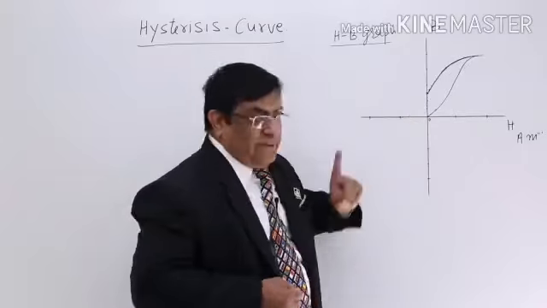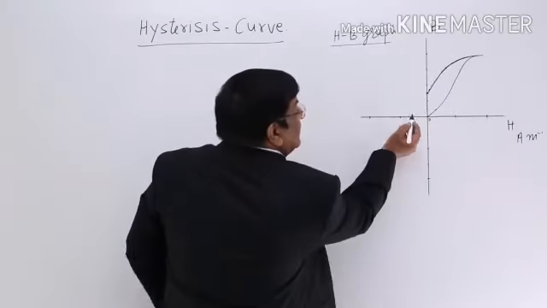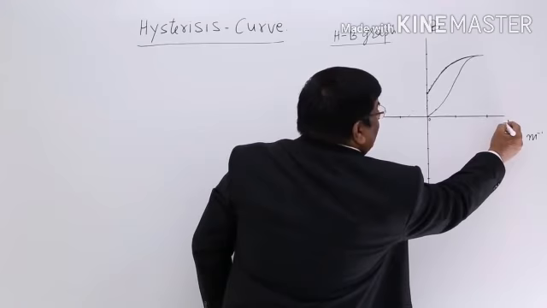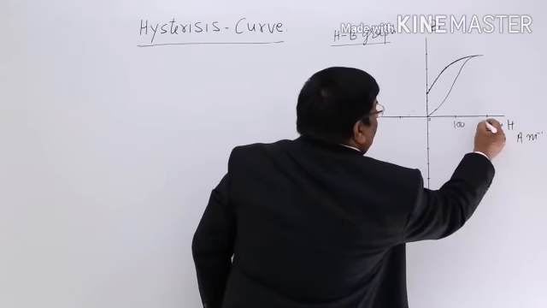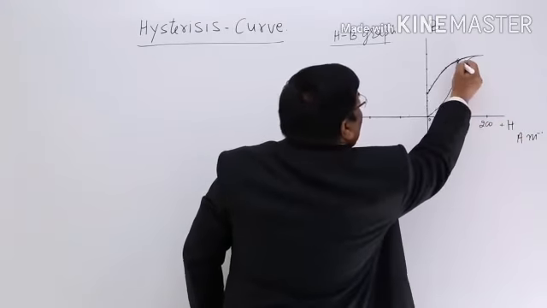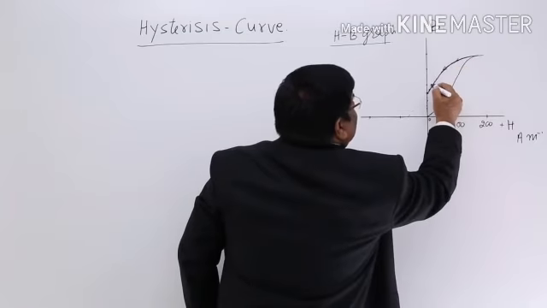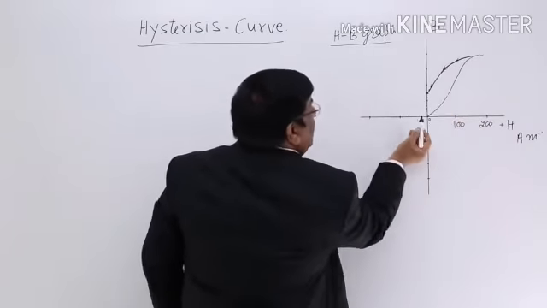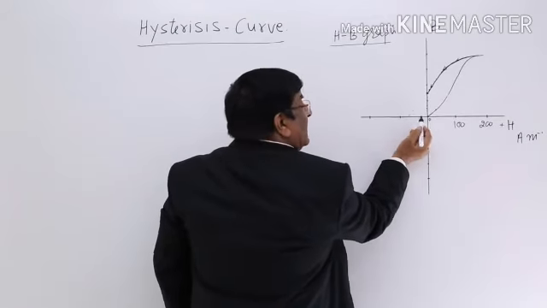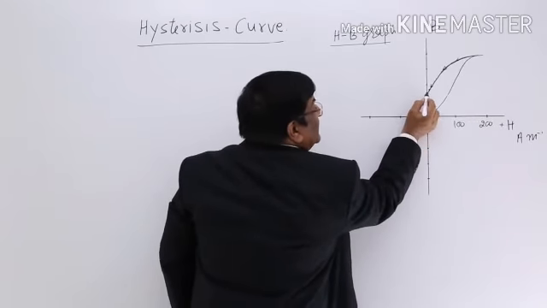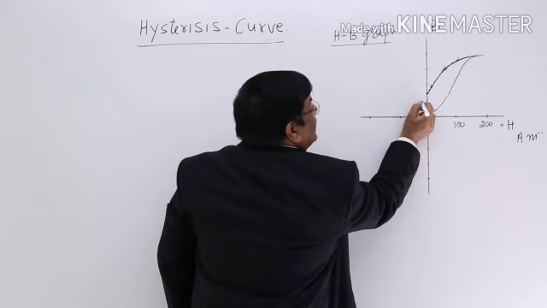How do we show it in the graph? We are applying H initially in this direction, the plus direction. Then we come back, that is, we are decreasing H. It goes like this. Now H is 0, and after that we make H negative. When we make H negative, B decreases here.